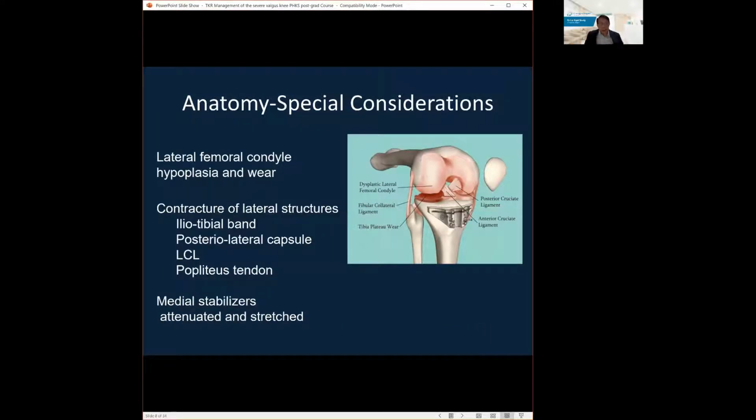The anatomic features of the valgus osteoarthritic knee. We must be aware that in such a case, the lateral femoral condyles are often hypoplastic and worn down. The lateral soft tissue structures are often contracted and tight: the iliotibial band, the posterolateral capsule, the lateral collateral ligament, the popliteus tendon. And then on the corresponding medial side, the medial stabilizers are often attenuated and stretched out.